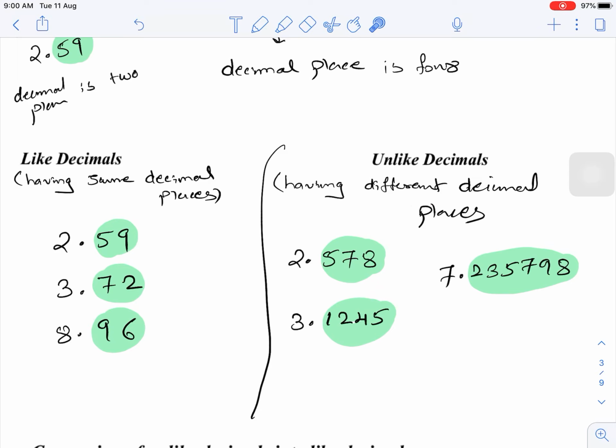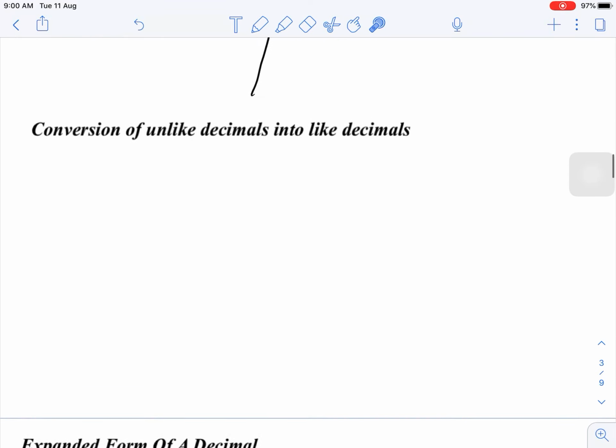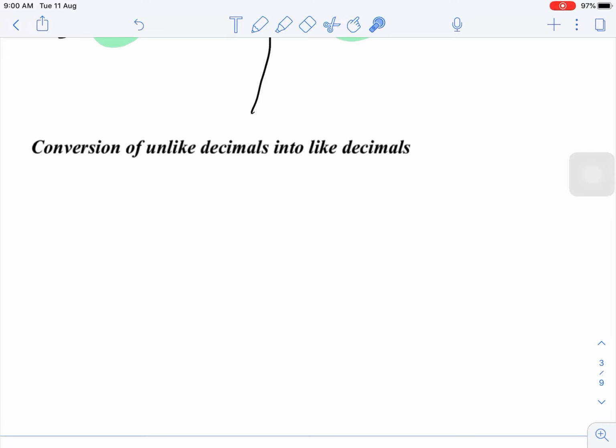Now let us see our next topic, that is how to convert unlike decimal into like decimal. Suppose we have two decimal numbers. First one is 47.198, and the other number is 23.567892.